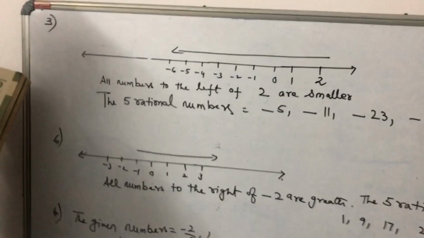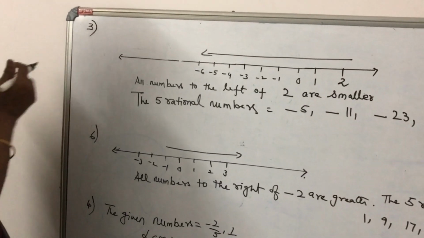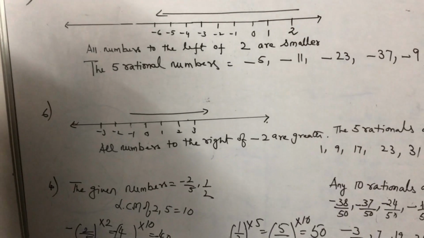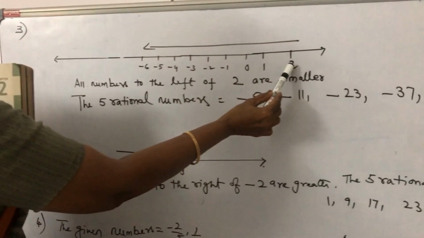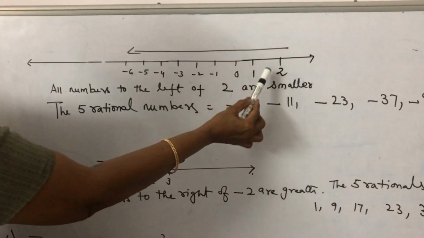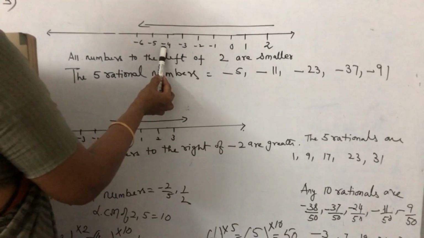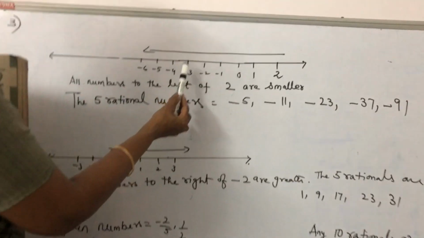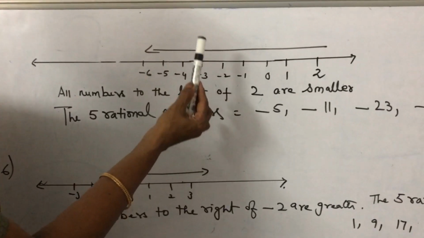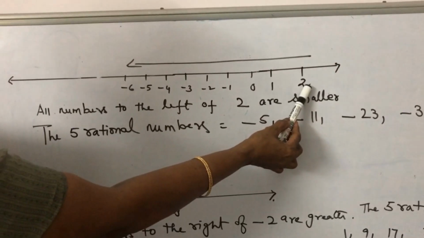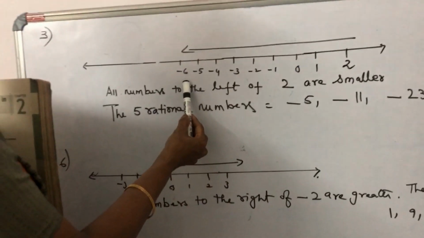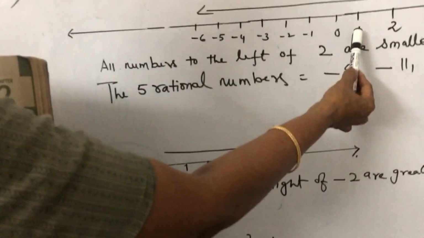Find 5 rational numbers which are smaller than 2. All numbers to the left of 2 are smaller than 2, children. You have a chance to select any 5 numbers which are smaller than 2. As you go on the number line, select any 5 to the left of 2.